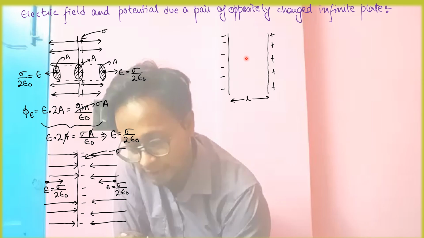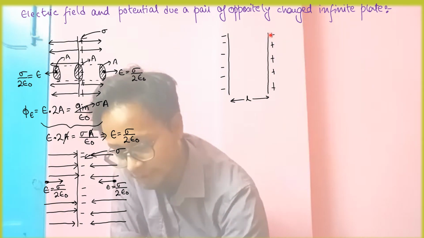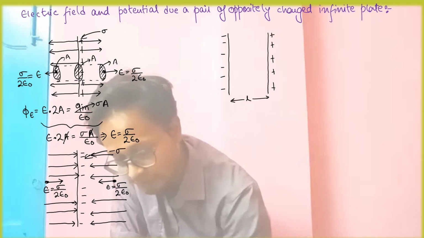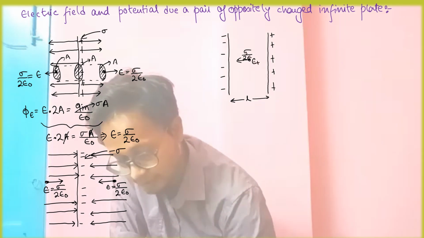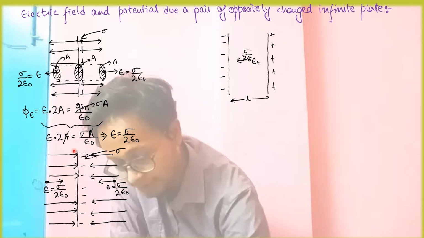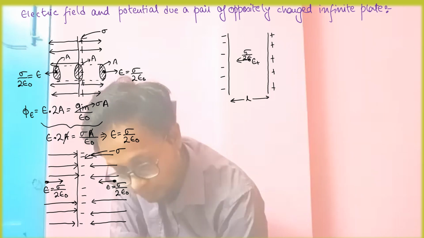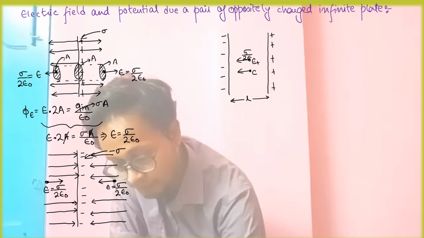So the first thing is I'll try to derive the electric field out here. The electric field due to this positive plate out here would be nothing but sigma by 2 epsilon naught towards the left. The electric field due to this negative plate, to the right of it, would also be sigma by 2 epsilon naught towards the left, at the same point.